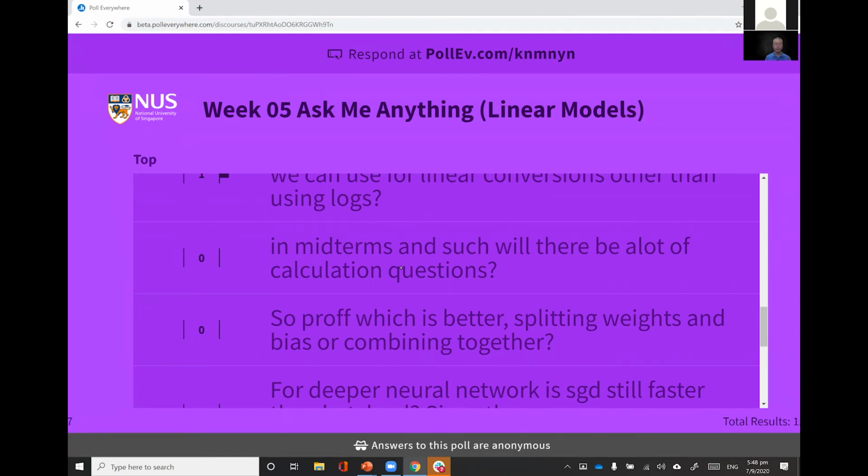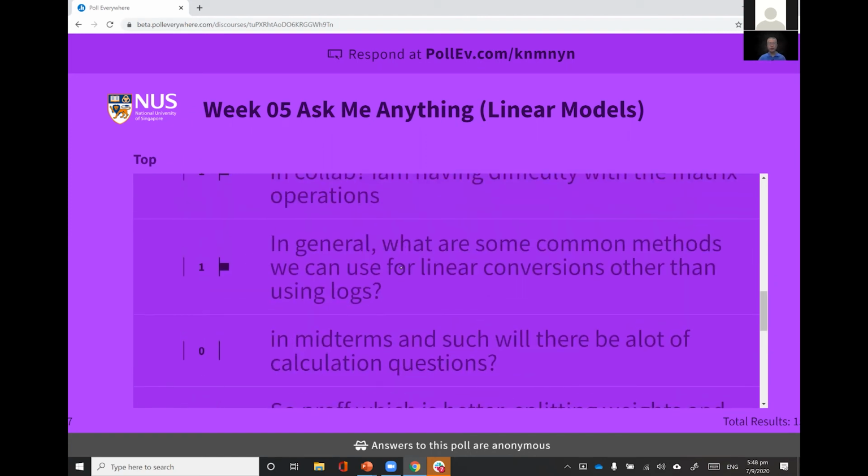In midterms and such, will there be a lot of calculation questions? There will be some. This is a math class that is disguised as a computer science class, or maybe it's a computer science class disguised as a math class. I don't know. It's sort of in between.